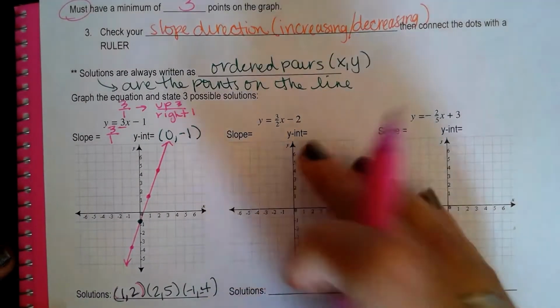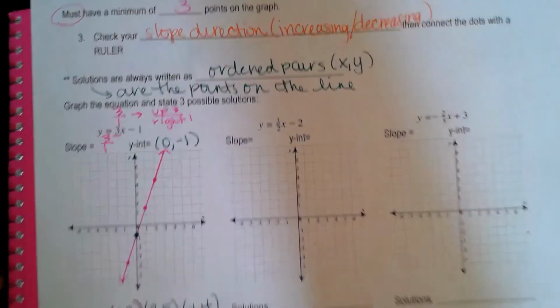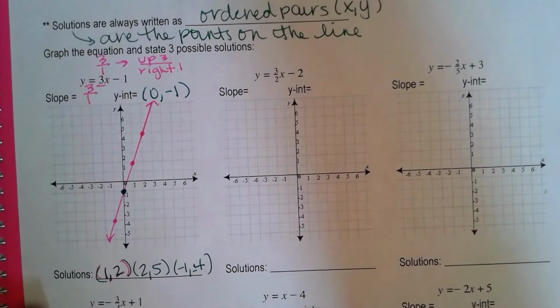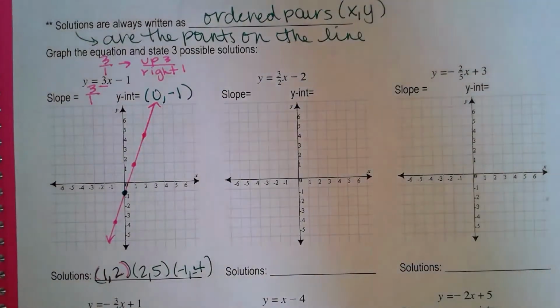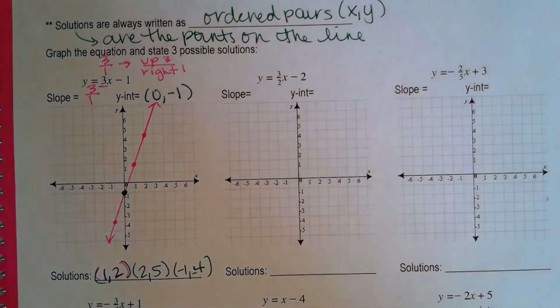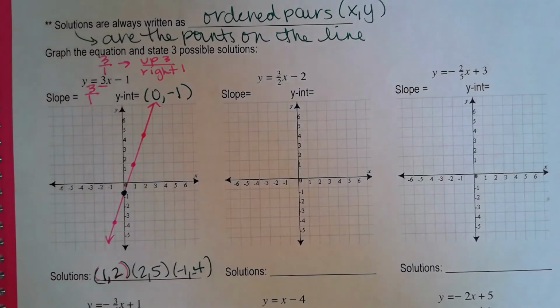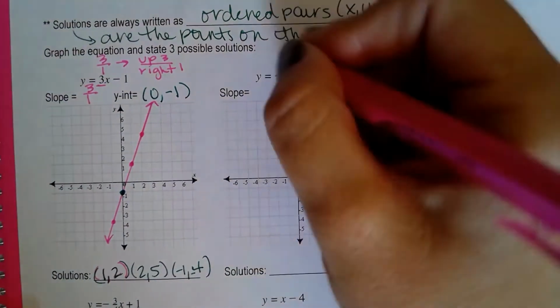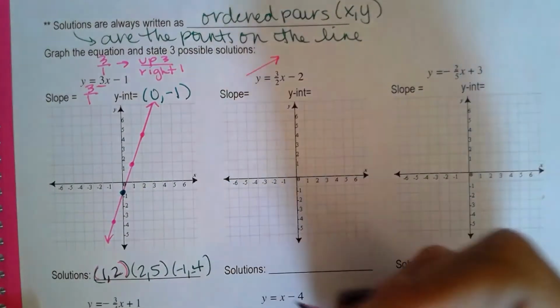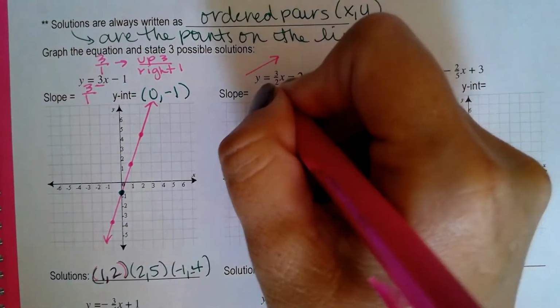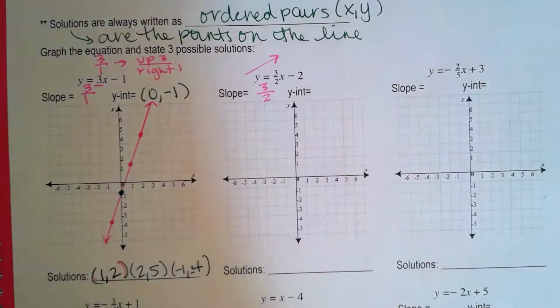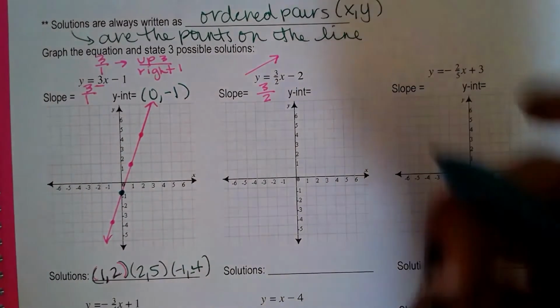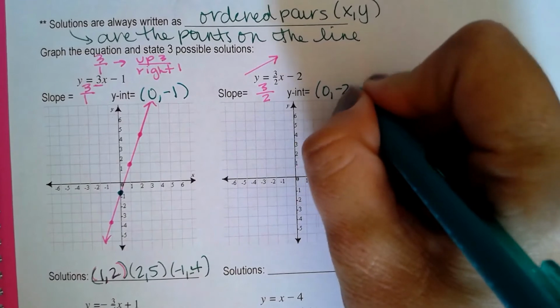All right. So looking at this next one here, we have y equals 3/2 x minus 2. First of all, is this line going to be increasing or decreasing? Should have said increasing because the slope is positive. So we have a slope of 3/2 and a y-intercept at 0, -2.